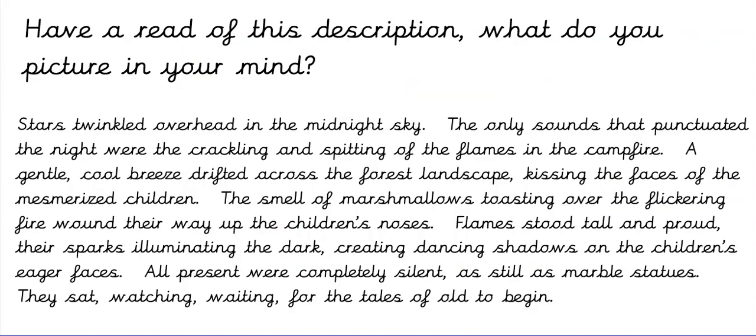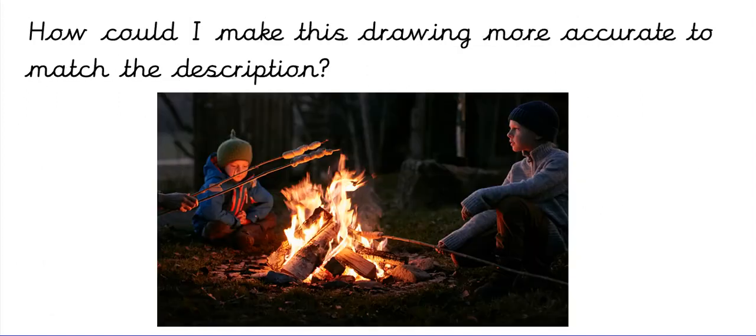Let's have a look back on the description. So I've done the marshmallows. The children are sat. I've said that I needed to improve the looks of the faces. I've said that I've missed the twinkles, stars twinkling overhead. I think I maybe needed to add more children there, okay, because I've only got 2. He's not got any marshmallows, so he looks a bit sad. So maybe I could give him some marshmallows and make him look a bit happier.